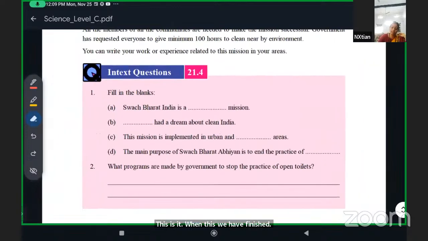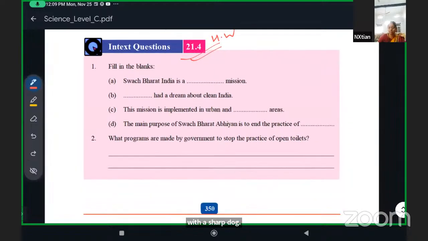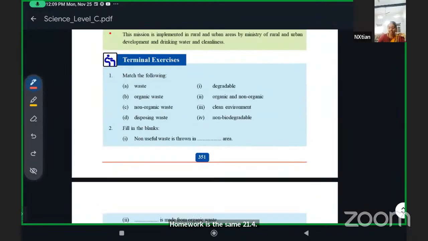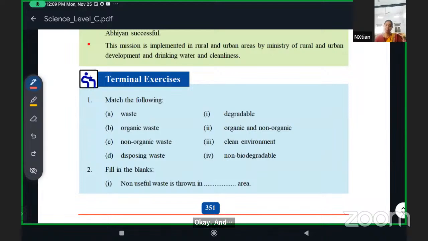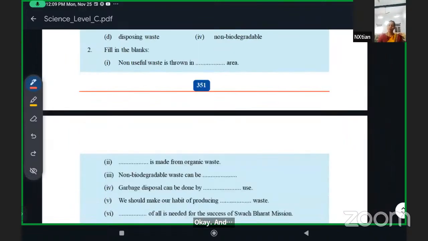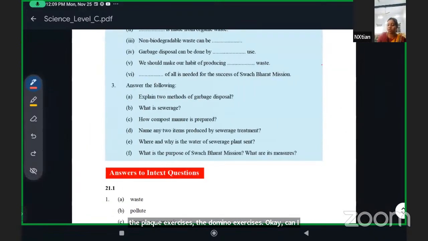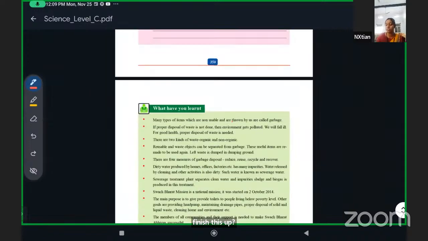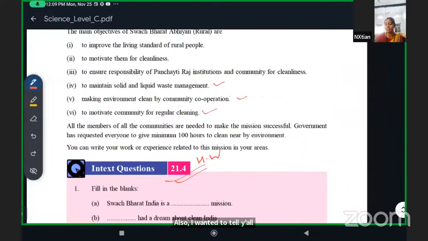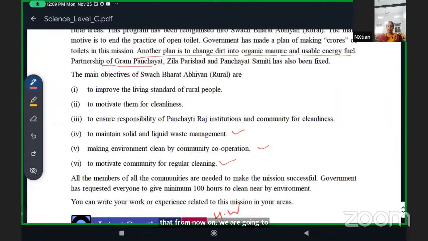Homework is the same, 21.4, and the back exercises, the terminal exercises. Finish this up. Also, I wanted to tell you all that from now on, we are going to have combined tests, some test series. This book is finished, Abraham. As far as I'm sure, only this book is there in your class 8. But once again, I'll confirm.